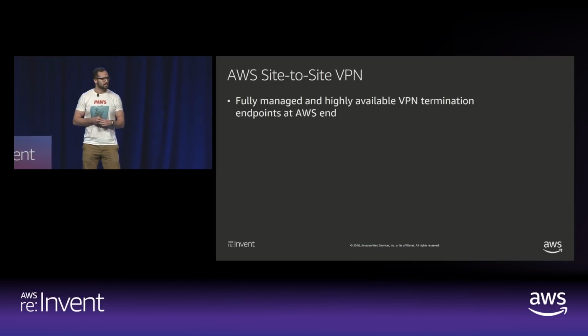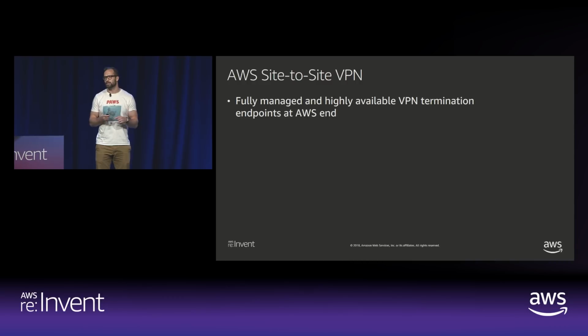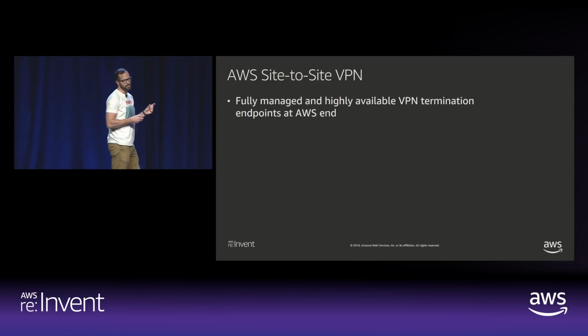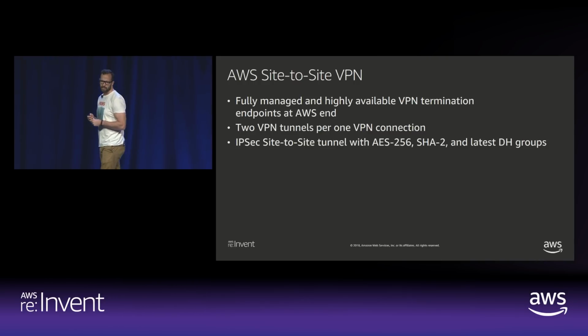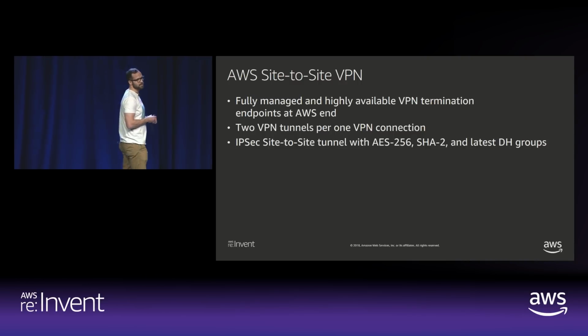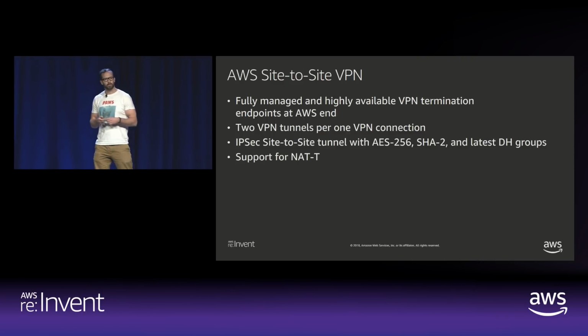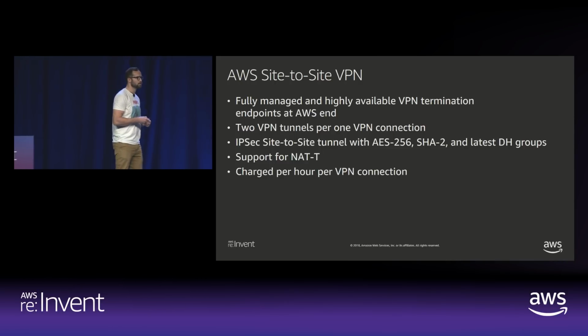So site-to-site VPN. Effectively, it's a set of fully managed VPN termination endpoints on the AWS side. So we give you two VPN termination endpoints. So that means you'll have two tunnels per VPN connection. And we support standard protocol here, IPsec, AES 256 for encryption, SHA-2 for hashing, latest Diffie-Hellman groups for key exchange. We also support NAT traversal. So if you have NATing devices in the path, the VPN will still establish. And then finally, from a cost point of view, each VPN is charged at a per-hour rate. In most cases, this is 5 cents per hour.